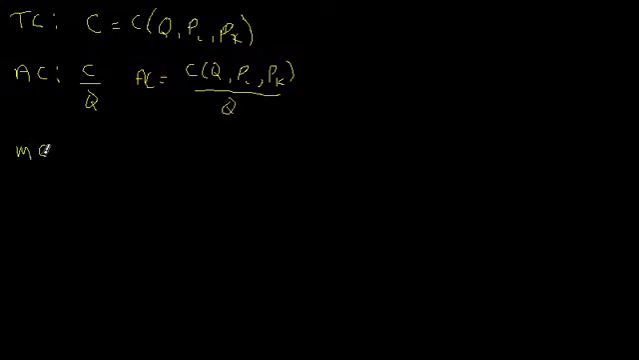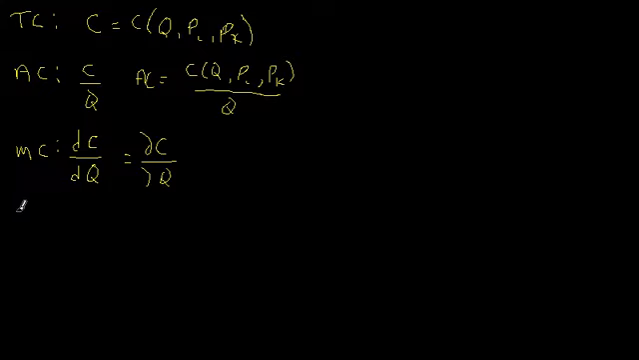Marginal cost is defined as the change in total cost per unit change in output, holding everything else constant, which makes it the partial derivative of the total cost curve with respect to output, which is going to be a function of output, input prices as well.